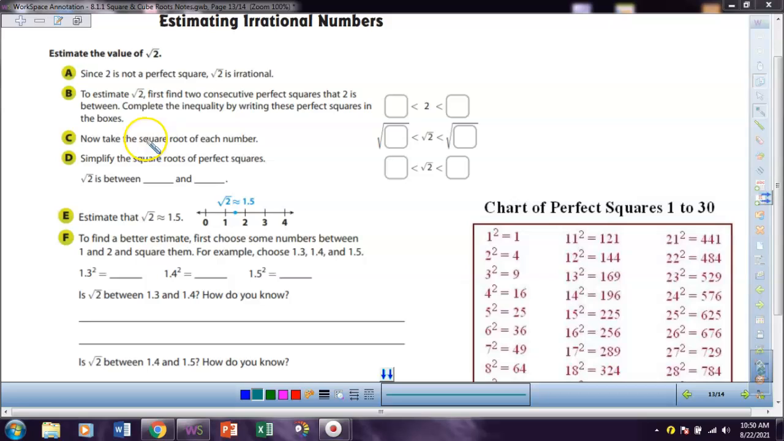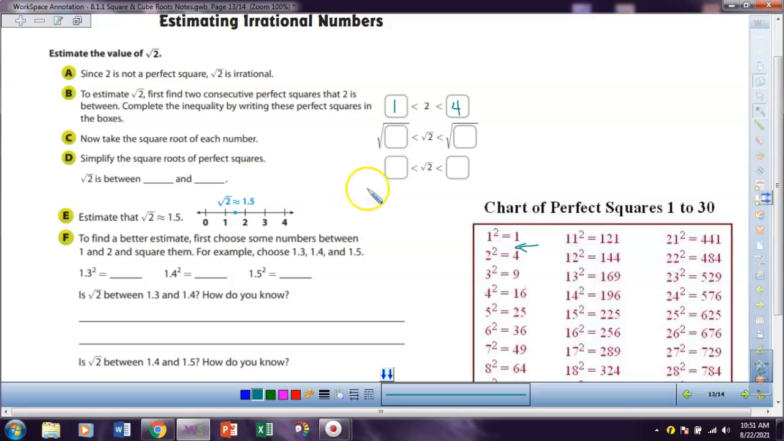If we find 2 consecutive perfect squares that 2 fits between, we can use that to find approximately what the answer would be. So if I were to look for 2 in my perfect squares, I know that it would fit right here between the 1 and the 4. So 2 is greater than 1, but less than 4.